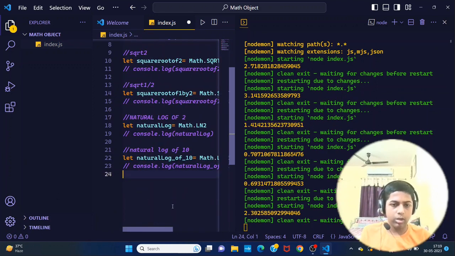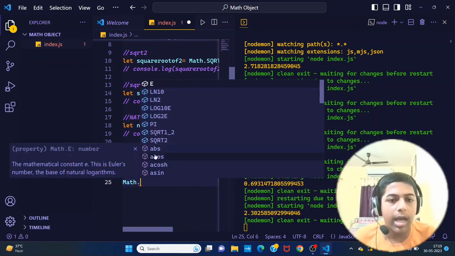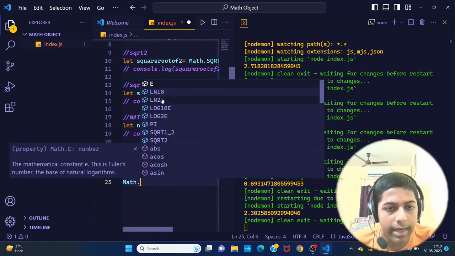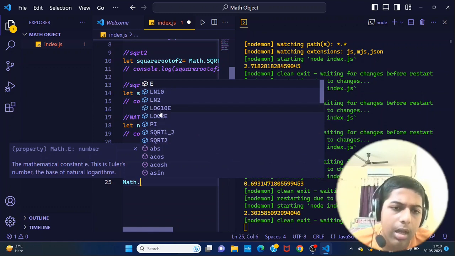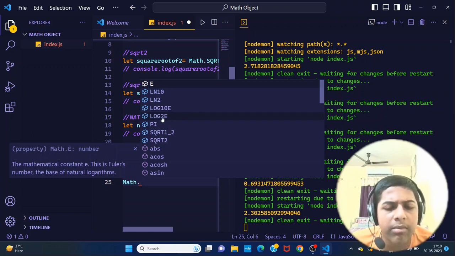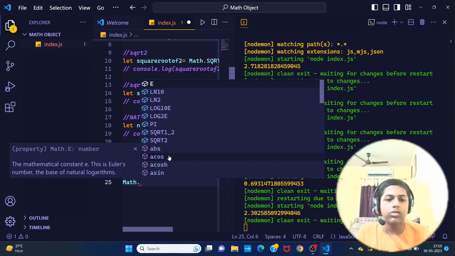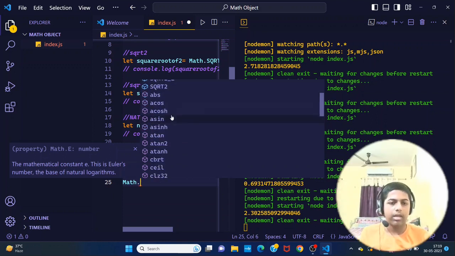Now we are having the natural log. I think we are having something like this as well: Math dot, we are having log. Yeah, we are having logarithm as well. So two variables are there, like LOG10E and LOG2E. That's simply log of e with the base of 2 and the log of e with the base of 10. So that's a very simple thing. You can try that as well.